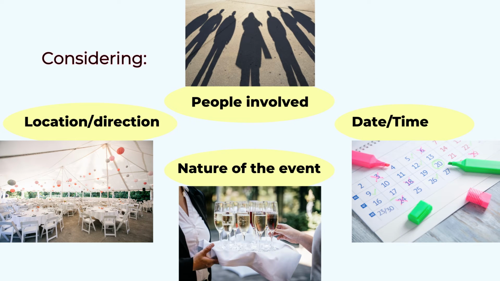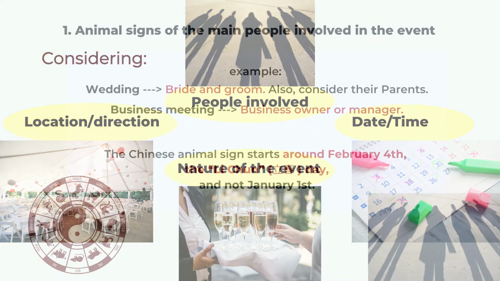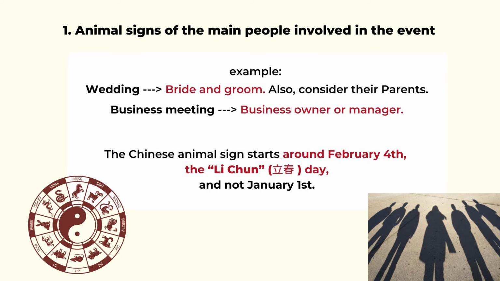So how do we select an auspicious day the traditional Chinese way? First, we should consider the people involved in this event and the nature of this event, and we can find the matching energy of the day from the calendar. And we also should consider the approximate date and time of the event, and also the location or direction, if the direction is important, such as construction or traveling. First, we'll look at the people involved.